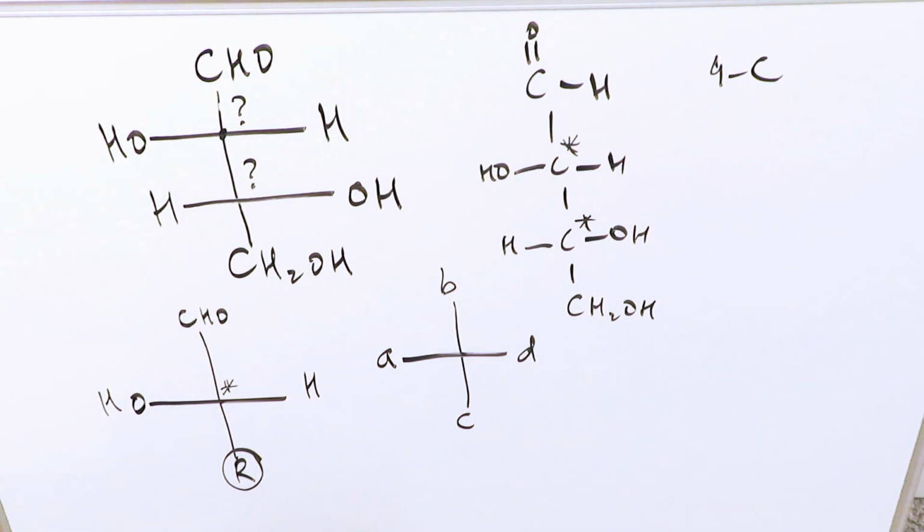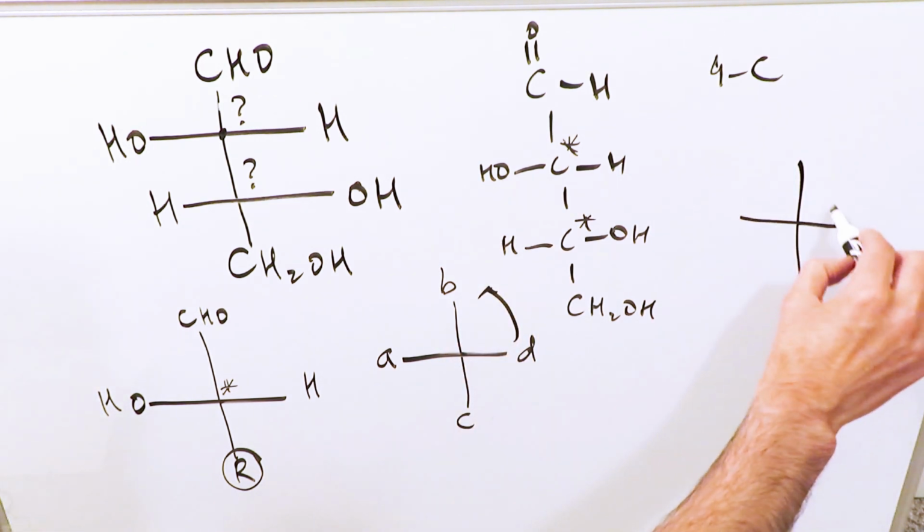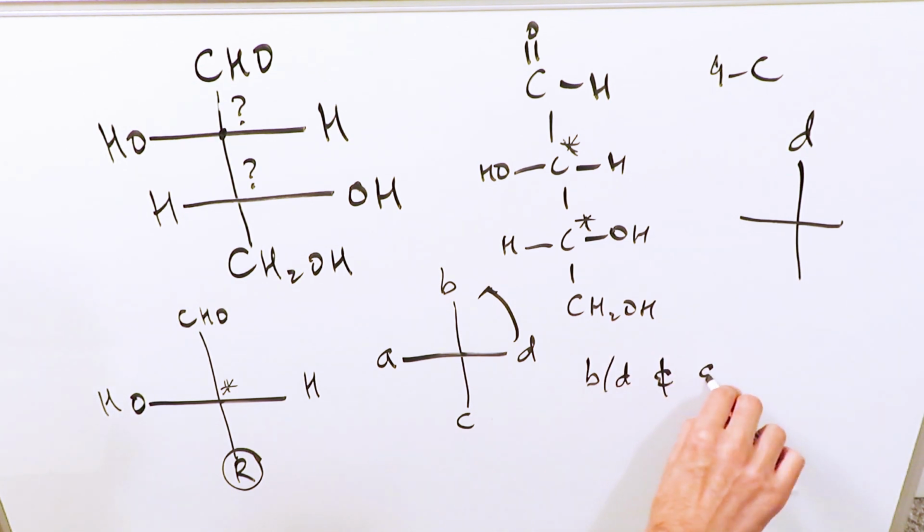When I'm doing Fischer projections and I want to determine is it R or is it S, my lowest priority must come on the top. That means my end result must have a D here on the top, and I can do so by means of double exchanges. I'm going to do a double exchange. My double exchange will be, I'll exchange B with D and I will exchange A with C.